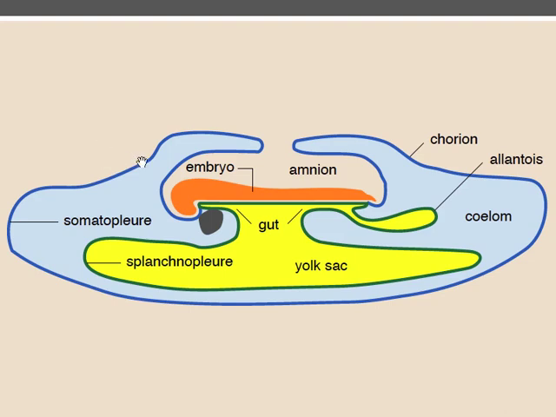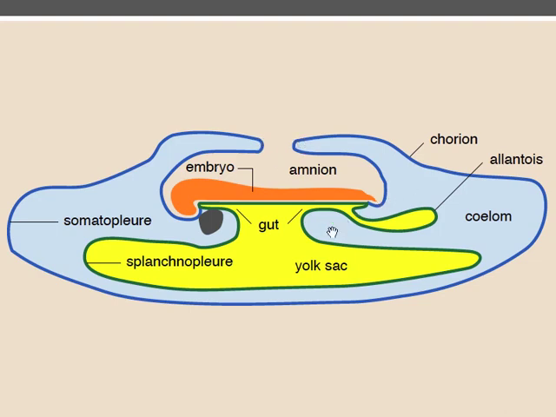In blue here we have the fetal membranes that develop from the trophoblast from somatopleure, and they are the chorion that forms this entire outer surface, and then the amnion here, which is formed by folds of chorion that meet and blend together, creating an amnion.